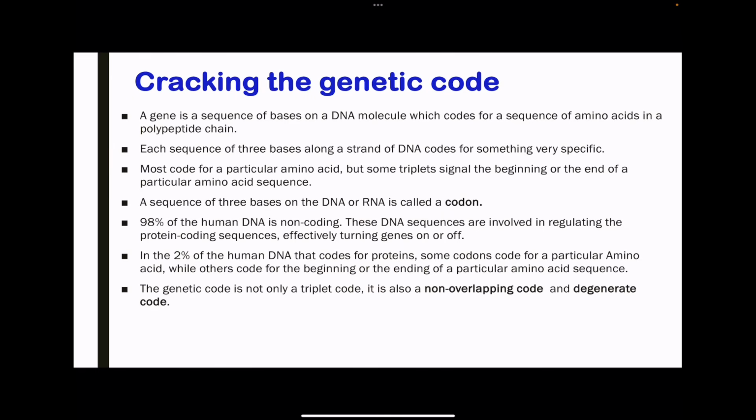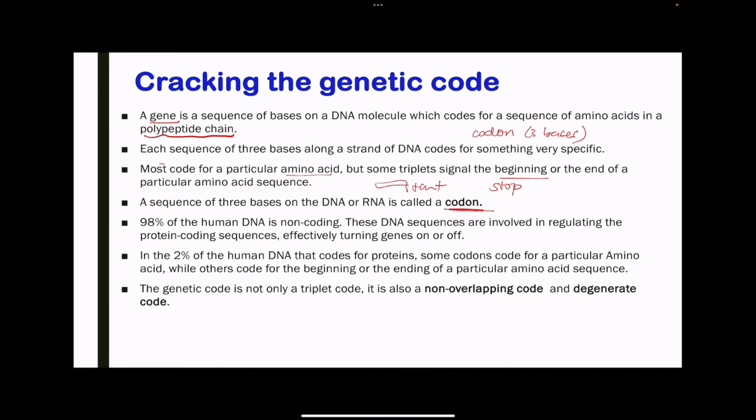We have genes, which are a sequence of bases of a DNA molecule which code for a specific amino acid that is supposed to be part of a polypeptide chain. Each of the 3 bases along a strand of DNA is going to code for a very specific amino acid. Of course, we know the codon, we've already talked about it, 3 bases. But actually, some of them signal the beginning or the end of a particular amino acid sequence, meaning there is a start codon as well as a stop codon. So some of these triplets could be coding for a start codon and others for a stop codon. A sequence of 3 bases on a DNA or RNA is what we call a codon.